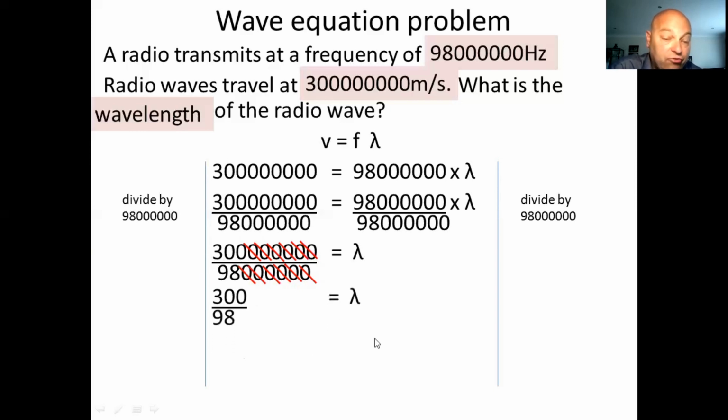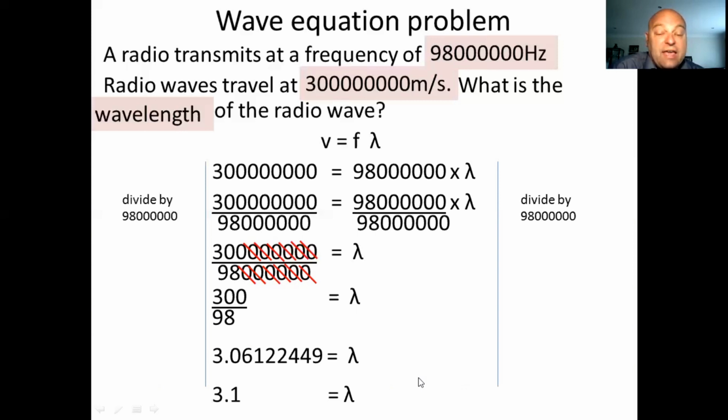So there we go, 300 divided by 98 is what I can type into my calculator, and the answer I get is 3.0612, etc., etc. I'm not going to write that down as an answer. I'm actually going to round that to 3.1. I'm going to go to two significant figures because they went to two significant figures up there in the problem.